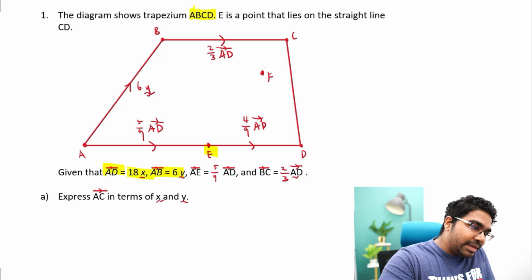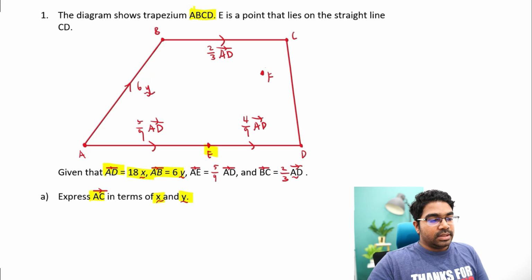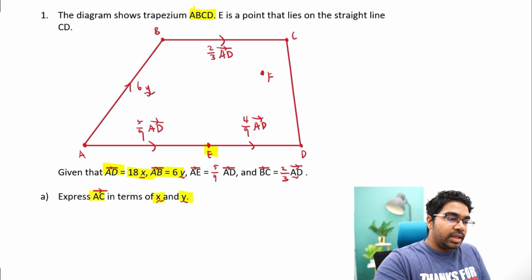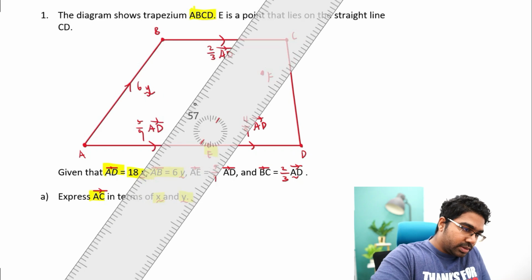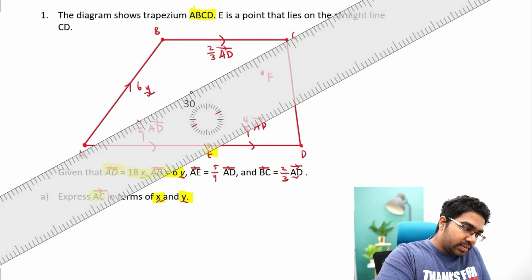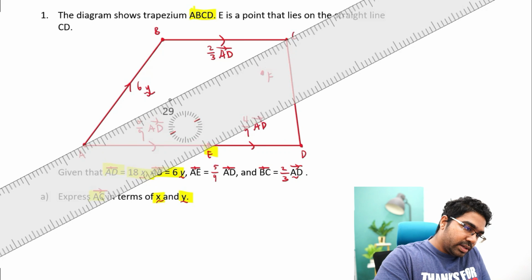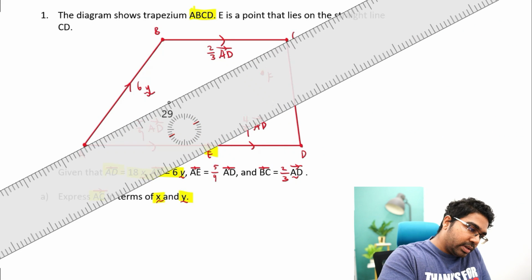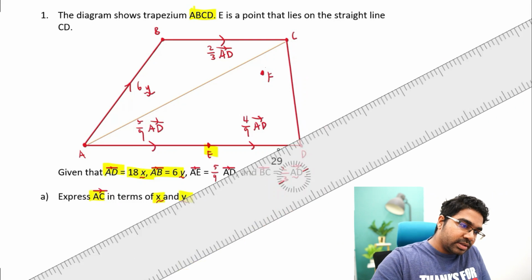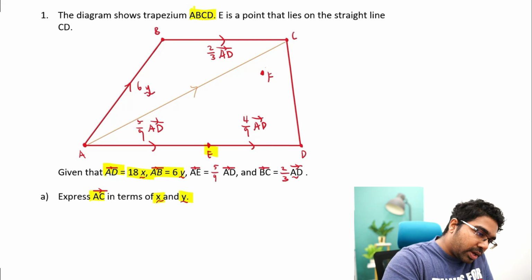Okay, express AC in terms of x and y. AC. So when we want to find AC, this is the vector AC. Alright, this is the vector AC. So how do we get AC? Whenever we are doing this, you have to write it down as a sum of 2 or more other vectors. So because they want it in terms of x and y.